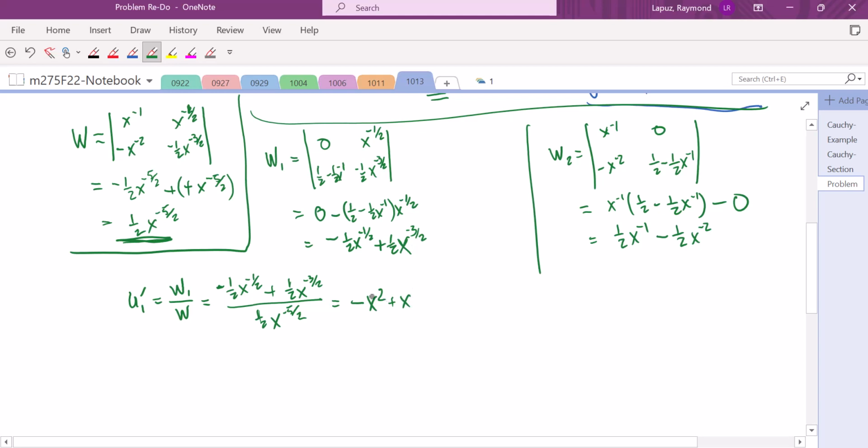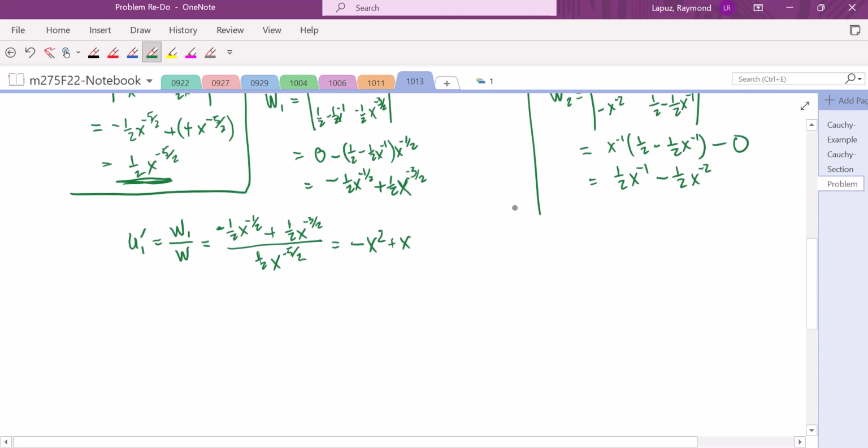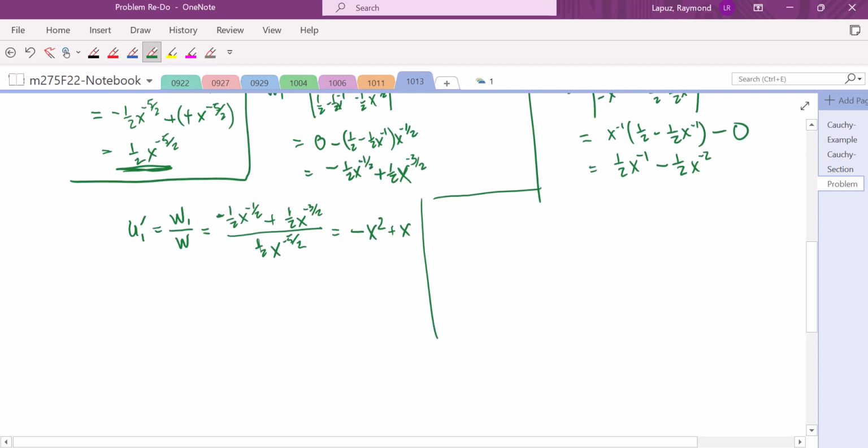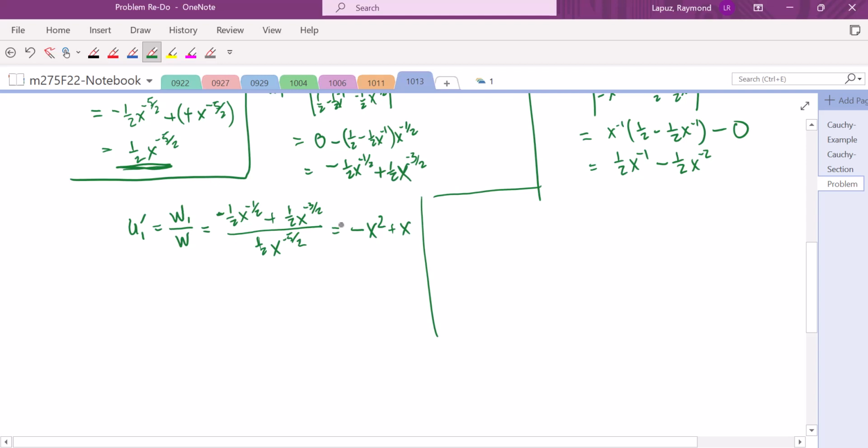All right, so now that's our u1 prime, which looks like it'll be a fairly easy integral to find, which means we need to integrate to get u1. Before we do that though, let's identify u2 prime, and that is going to be w2 divided by w. w2 is going to be 1 half x to the negative 1 minus 1 half x to the negative 2, and w we found to be 1 half x to the negative 5 halves.